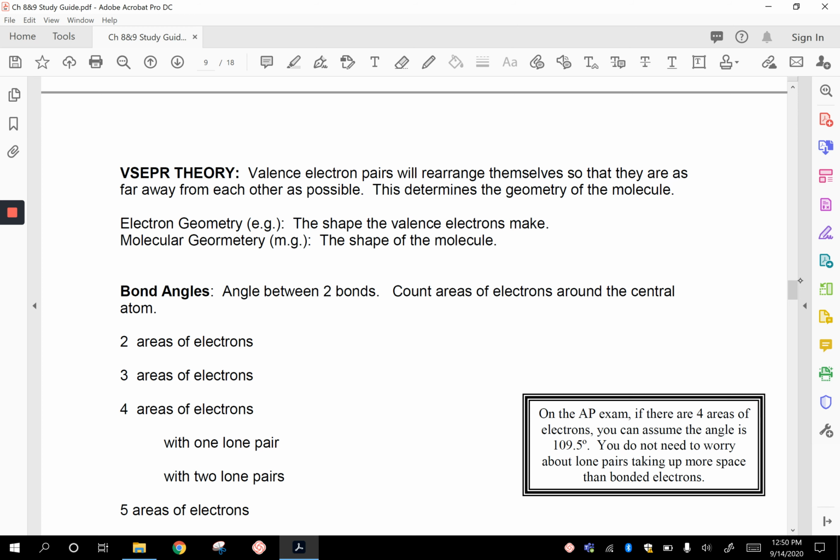And again, that is the geometry or the shape that the electrons make, versus this one, which is the shape that the molecule makes. And so the difference here is lone pairs. If all of your valence electrons are in bonds, then the electron and the molecular geometry are going to be the same. The shape of the electrons will be the same as the bonds. But if you have lone pairs, then the shape of the electrons will be different from the shape of the bonds and therefore the molecule. So something to look at here.